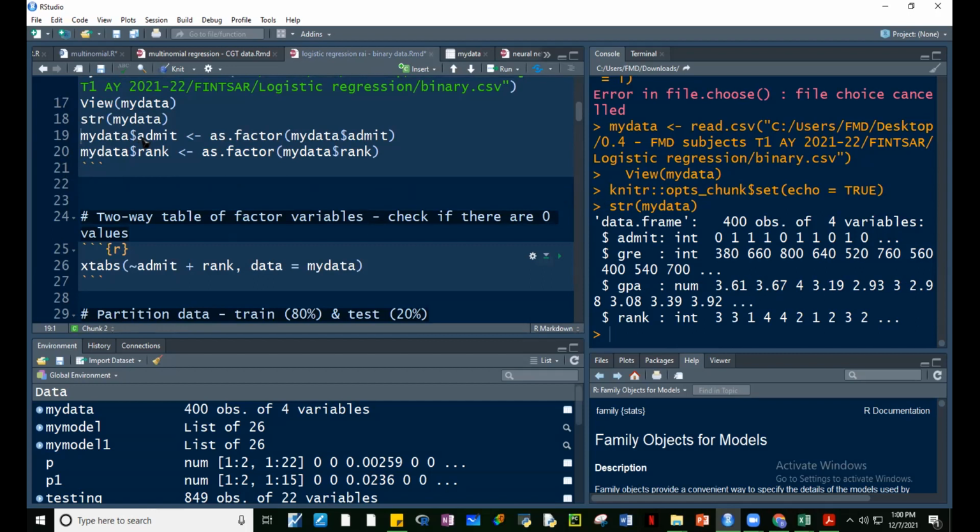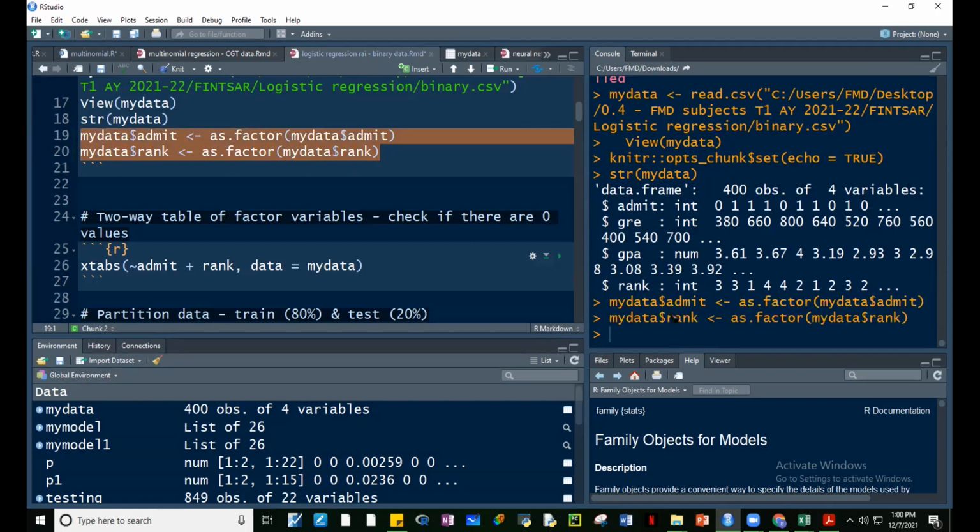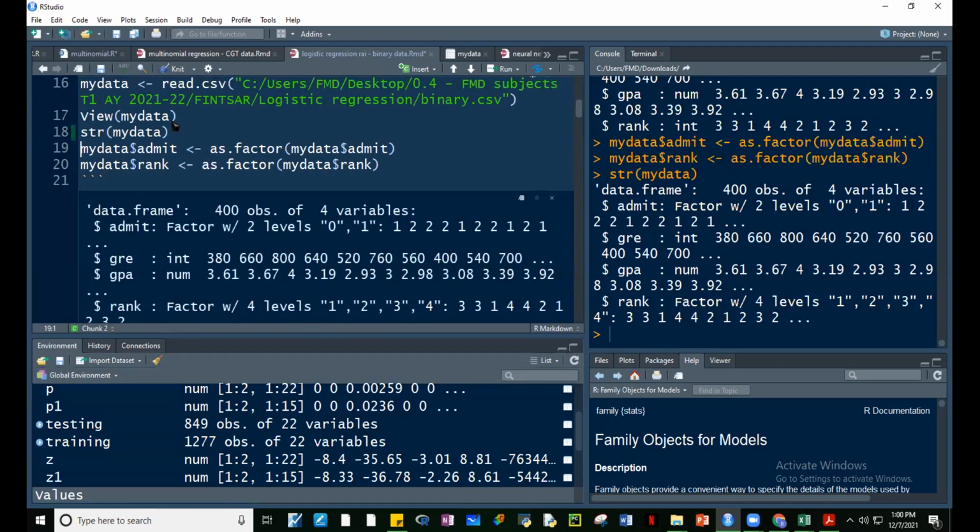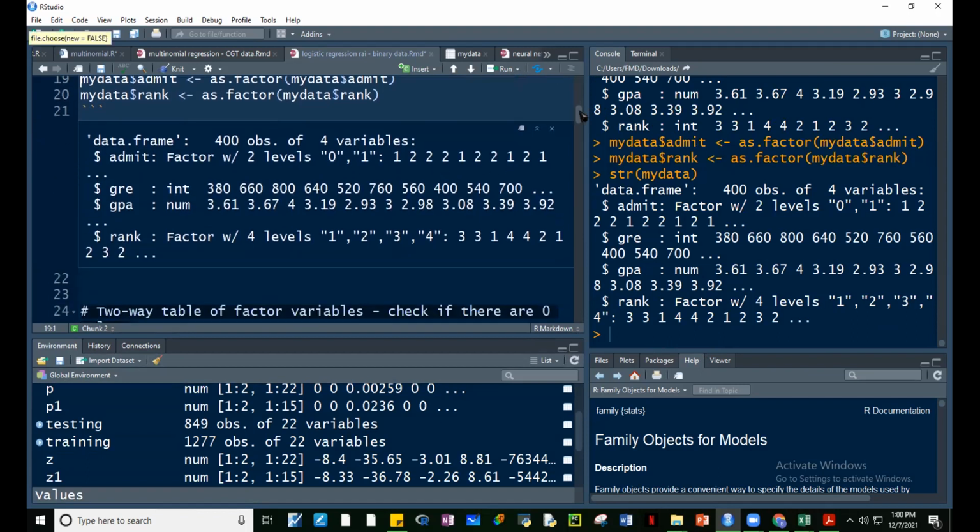My data, admit, so this is the variable. We're using the same variable, and we're changing my data from the original my data admit, we're going to change it into a factor. And also the my data variable rank, we're going to change it also as a factor. So let's run these two. Okay, so we have now converted admit and rank as factors. And then let's take a look again at the structure of my data. Okay, and we now see that admit is now a factor and rank is now a factor.